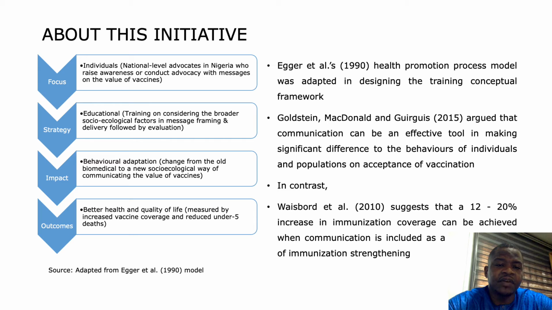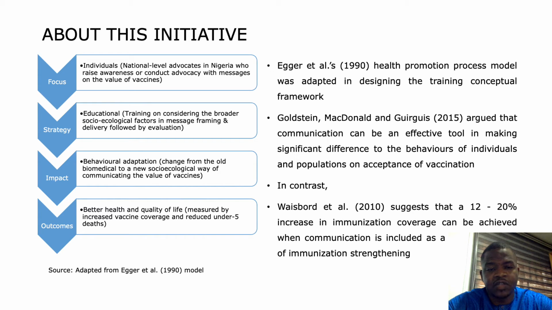So you can see the various evidence that supports this initiative. Edgar et al. in 1990 stated that the health promotion process model was adapted in designing the training conceptual model. So there is evidence that this model we're using, which was adapted from the Edgar et al. 1990 model, would work. And then we have Ghostin, McDonald, and Gurus in 2015 arguing that communication can be an effective tool in making significant differences to the behavior of individuals and populations on acceptance of vaccines. That is evidence that if we communicate right, that would get more people to accept vaccination.